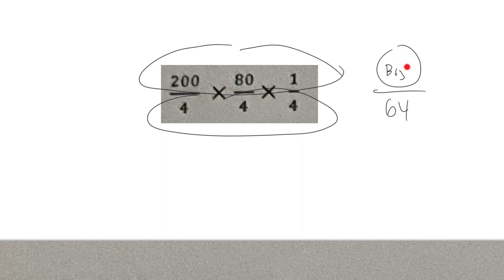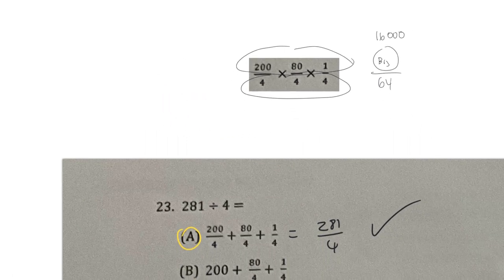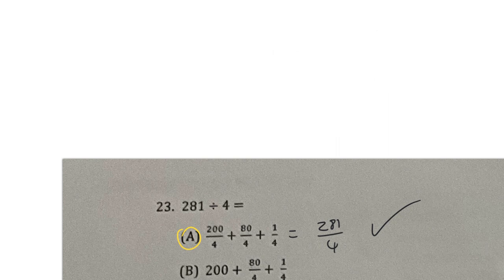So that's going to be some big number divided by 64. And as far as the big number, actually, it's not too bad. Now that I'm looking at it, it's going to be 200 times 80 is 16 with 3 zeros. And then, of course, that times 1, we don't really have to worry about that. So it's going to be 16,000 divided by 64, and that is most definitely not the same as 281 divided by 4. Okay, so that's why that one would not work.